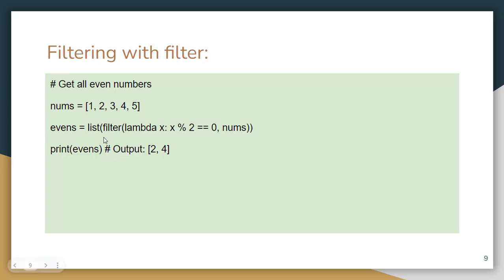Here, for filtering only even numbers, this is the condition for filtering even numbers. Comma numbers means whatever list we get from numbers, this is the list which is provided, like 1, 2, 3, 4, 5. So whenever we write print evens, then we get the output 2, 4, because 2 and 4 are the only even numbers among the list.